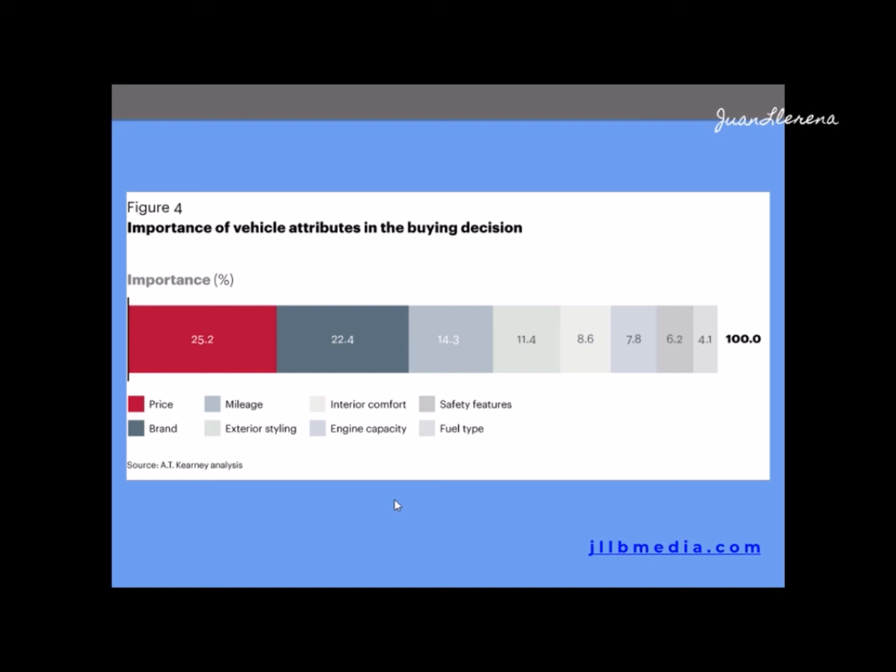Now, where are you at when you're deciding to buy a vehicle for your growing family, when you just have your first child? Are you going to be thinking about brand? Are you thinking about mileage? Are you thinking about exterior styling, a more sporty vehicle? Or are you thinking about safety features?